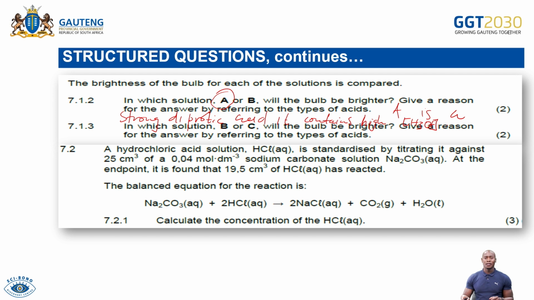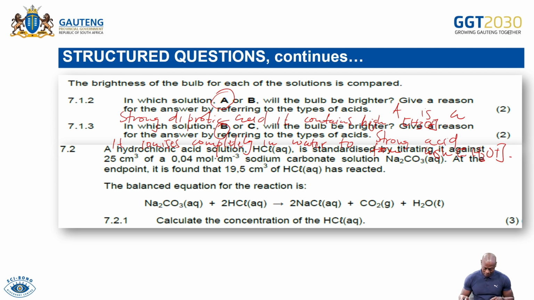7.1.3, in which solution, B or C, will the bulb be brighter? So now they are comparing a strong acid with a weak acid. So you are expecting the bulb to be brighter if you are using solution B. Why solution B? B is a strong acid. So it ionizes completely in water to form a high concentration of hydronium ions. So B is a strong acid, so it ionizes completely in water to form a high concentration of hydronium ions.